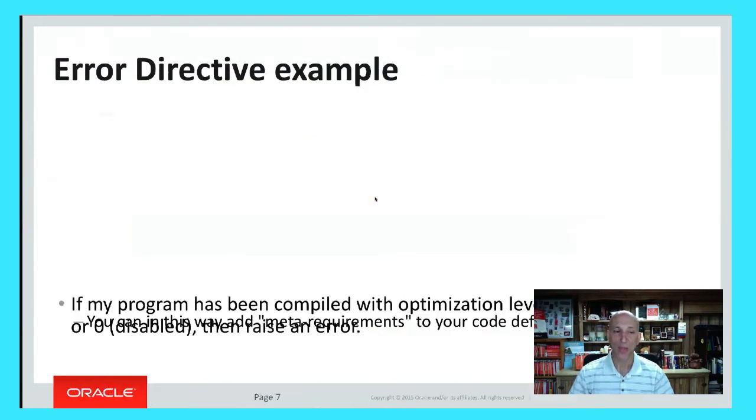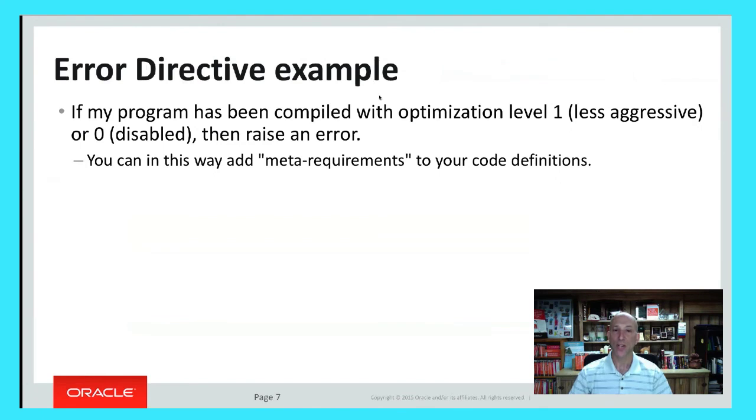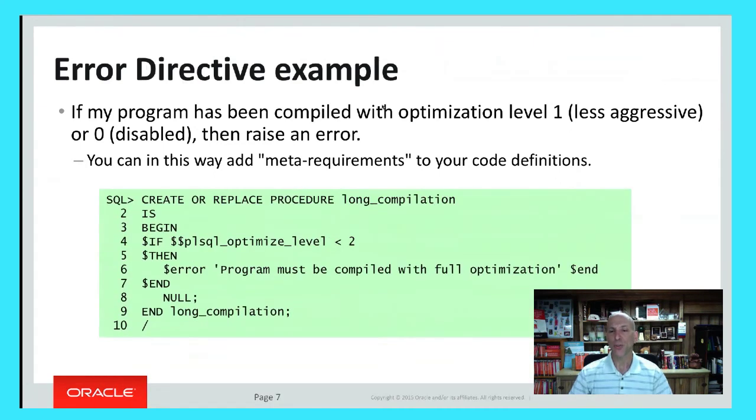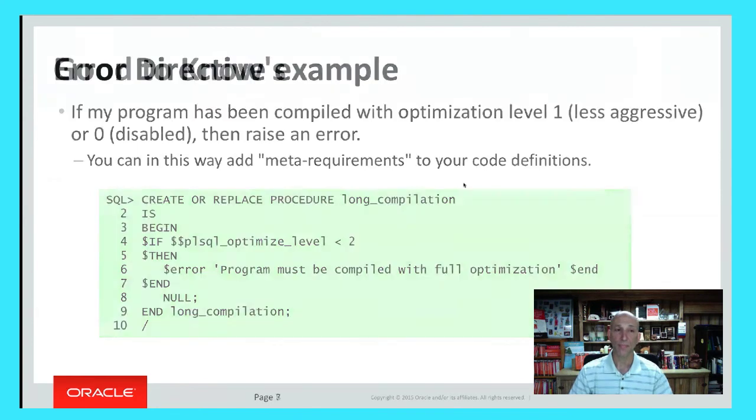And an error directive example. So suppose that I've got a piece of code that is very compute intensive, and I want to make sure that whenever this code is compiled, the optimization level is set to at least 2. Here's the way you can do it inside the code itself. If PLSQL_OPTIMIZE_LEVEL, and this is a predefined conditional compilation flag, it tells you the optimization level currently at work for this procedure. If it's less than 2, then I'm going to cause a compilation error to be raised, and I provide the message, program must be compiled with full optimization. So that's one example of how you can use $error to build QA checks into your code itself.